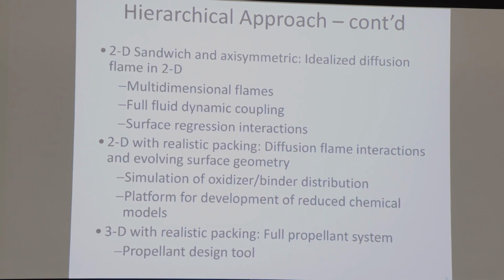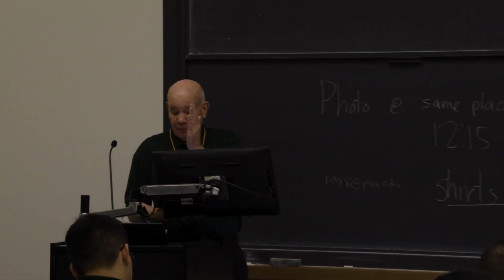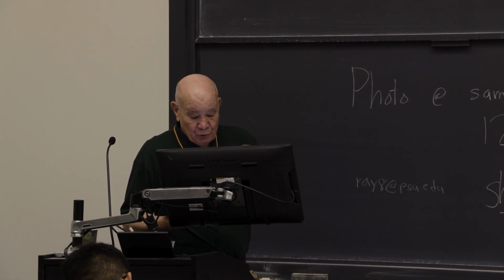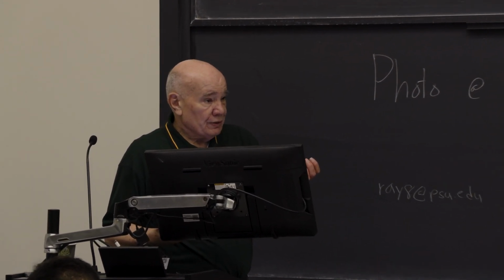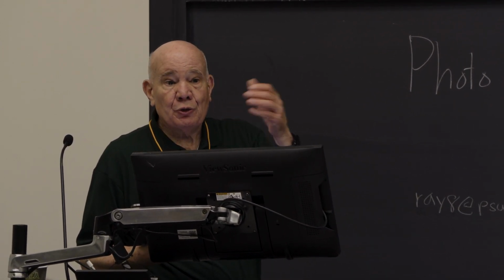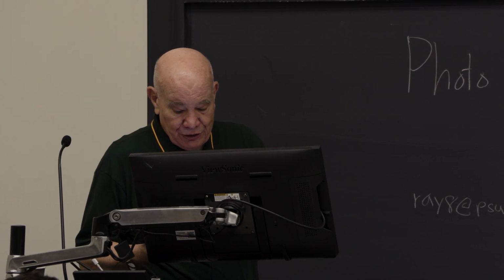Next level would be to go to a more complex geometry, say a 2D sandwich, where now it looks like a sandwich where I have a binder, an oxidizer, and a binder in layers. And you can create then multidimensional flames. You can start looking at how the monopropellant flame interacts with what's referred to as a diffusion flame that's involved. Okay, and then go on to 2D realistic packing.